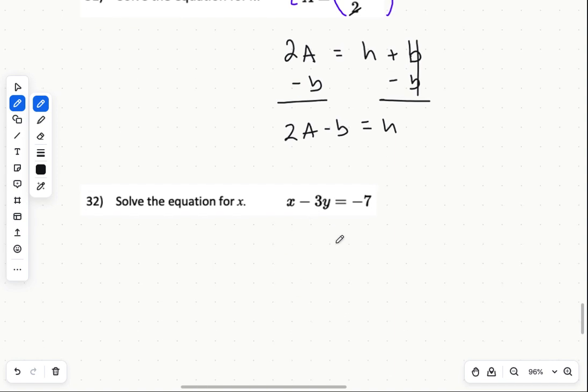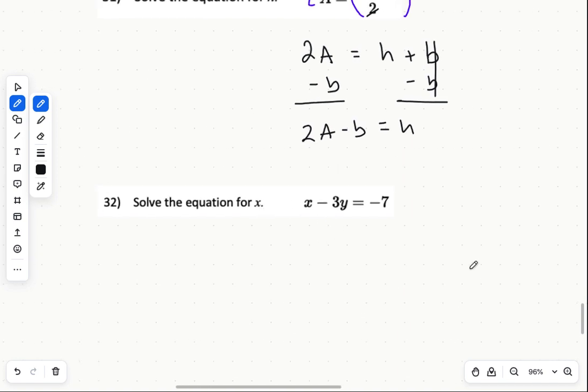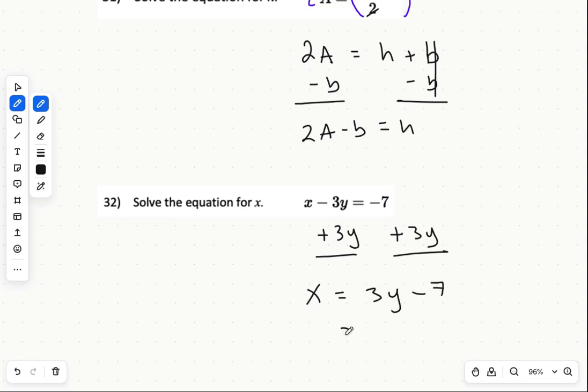For this next one, we're supposed to get x by itself, which is actually totally easy because it's x minus 3y. It'd be harder if we were solving for y. So we can just add 3y to both sides. That got the x all by itself. And we could write it as 3y minus 7. We could also write it as negative 7 plus 3y. I guess that one looks a little bit nicer, but they're absolutely equivalent, so you could write that either way.